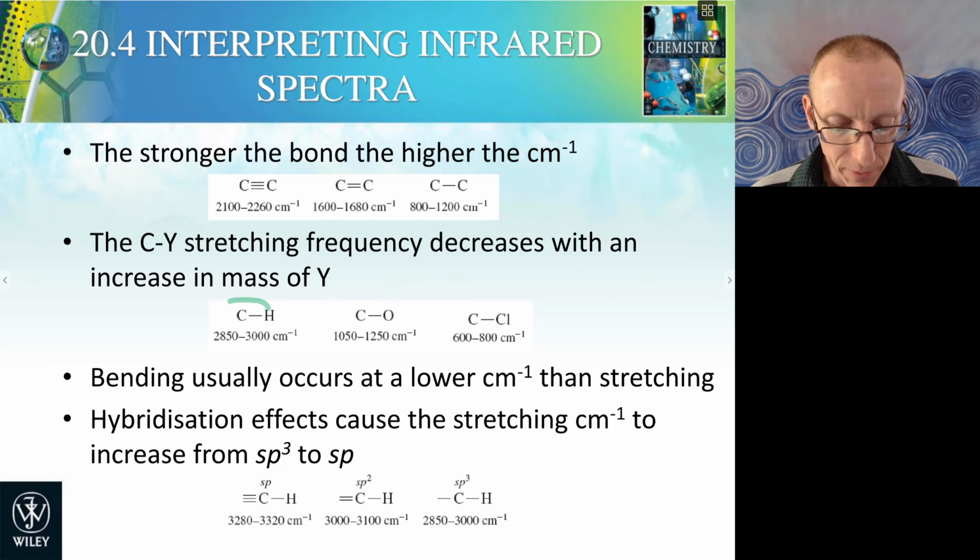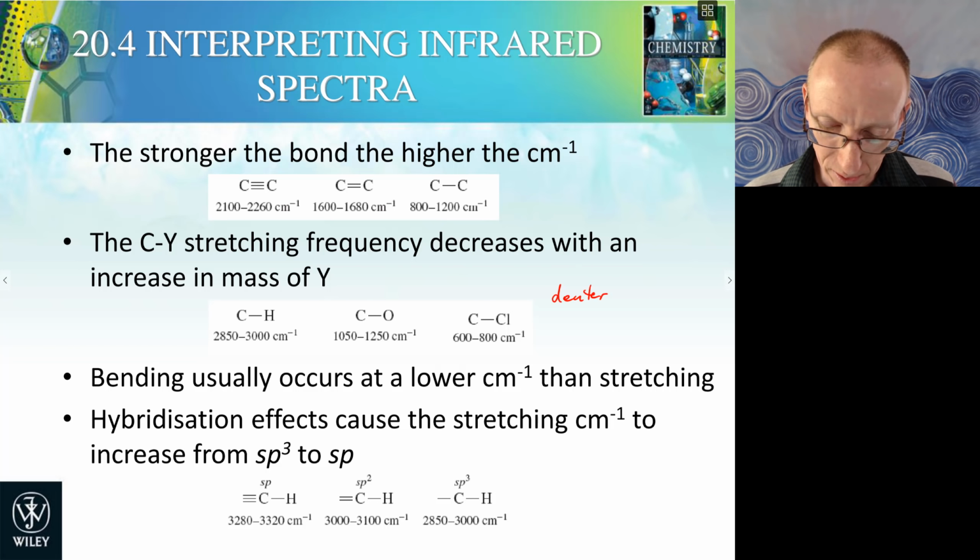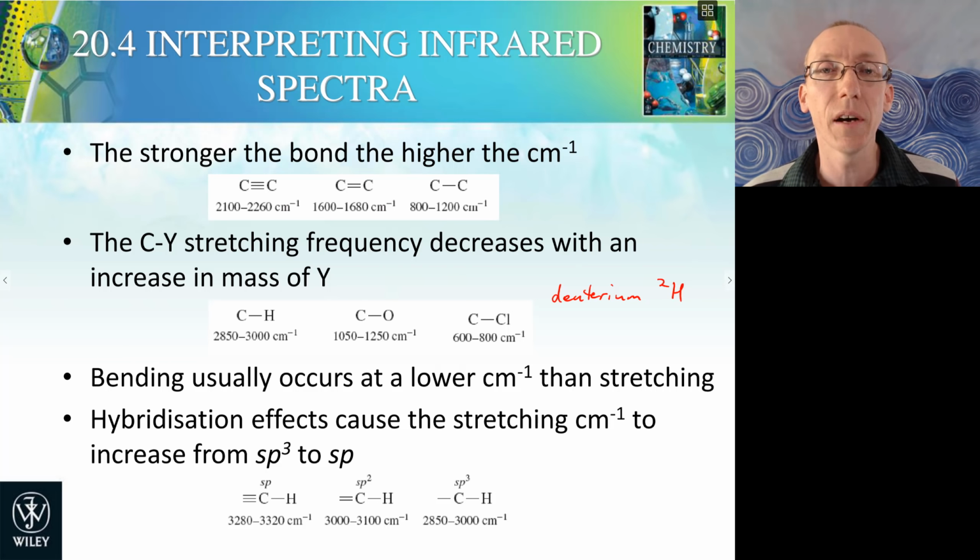Now, an interesting side effect of this is that we can have isotopes that differ in mass compared to other isotopes. One of the most common isotopes we use in organic chemistry is deuterium. Deuterium is simply the 2H isotope of hydrogen, and when it's bonded to carbon, it has a different stretching frequency than the 1H isotope. And so we can actually see differences between isotopes in infrared.